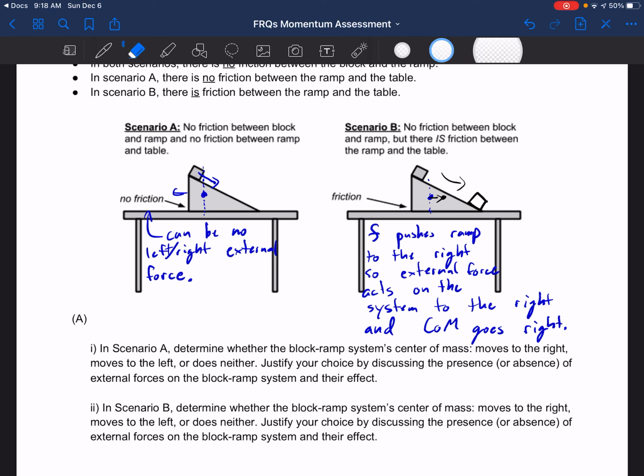So in scenario A, the center of mass doesn't move left or right. It actually moves down, and that's because gravity is an external force down. You didn't have to talk about that because I didn't ask about up or down motion. But there's no external forces to the left or right here, so the center of mass doesn't move. The ramp goes left, the block goes right. Here, there's friction, and the center of mass point moves to the right, because the ramp doesn't move, but the block moves to the right. So that's kind of the gist of part A of this question.